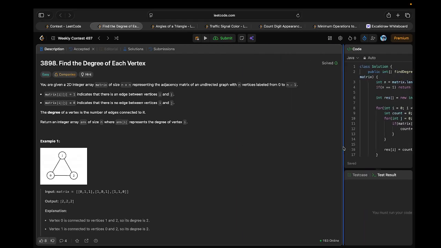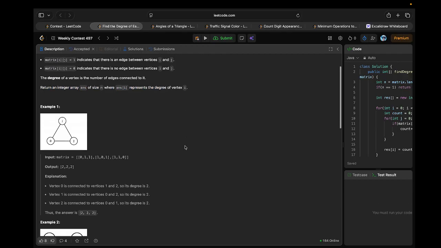So the first problem is pretty easy, you don't have to do a lot of steps. You are given a 2D integer array matrix of size n cross n, representing an adjacency matrix of an undirected graph with n vertices labeled from 0 to n minus 1. Got it? If matrix[i][j] is equal to 1, it indicates that there is an edge between i and j, and if 0, then there is no edge. The degree of a vertex is the number of edges connected to it. Return an integer array answer of size n, where answer[i] represents the degree of vertex i.